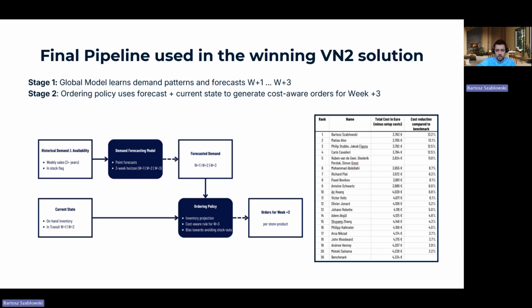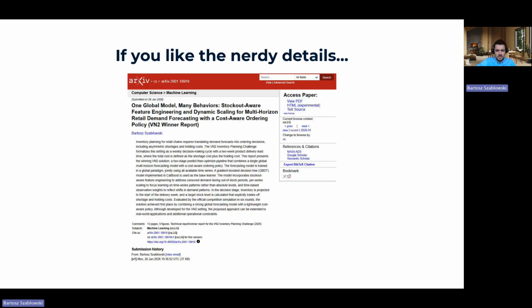My solution won the VN2 competition, and it consisted of 2 stages. Stage 1 was a global model based on an ML estimator, specifically CatBoost, used to forecast demand 3 weeks ahead. Stage 2 was an ordering policy that takes that forecast, the current inventory state, and information about already scheduled deliveries, and then generates a cost-aware order. An important point is that what won the competition wasn't deep learning. It wasn't even reinforcement learning. It was a well-optimized policy built on accurate forecast.